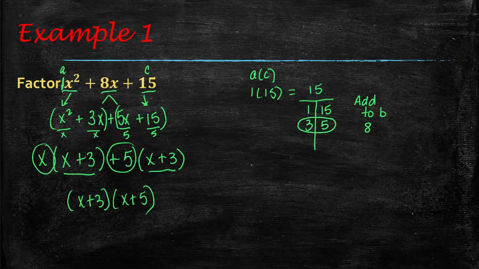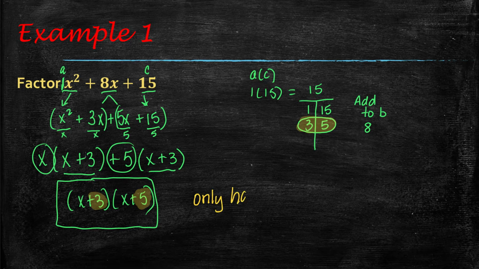Now, something that I want to point out here, this is your answer, so those are your factors. But what I want to point out is, look at what we had in our AC chart. When we had our AC chart, the numbers that worked were 3 and 5. And notice that those numbers are in our factors. This only happens when your A value is equal to 1.